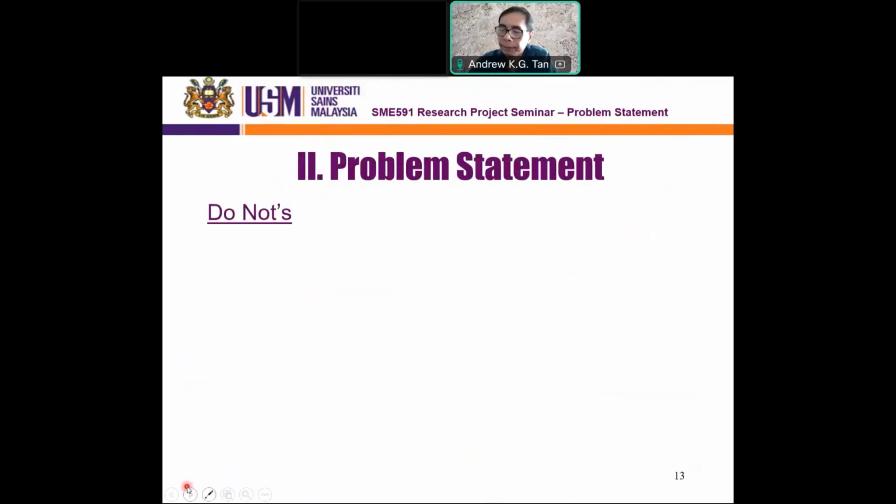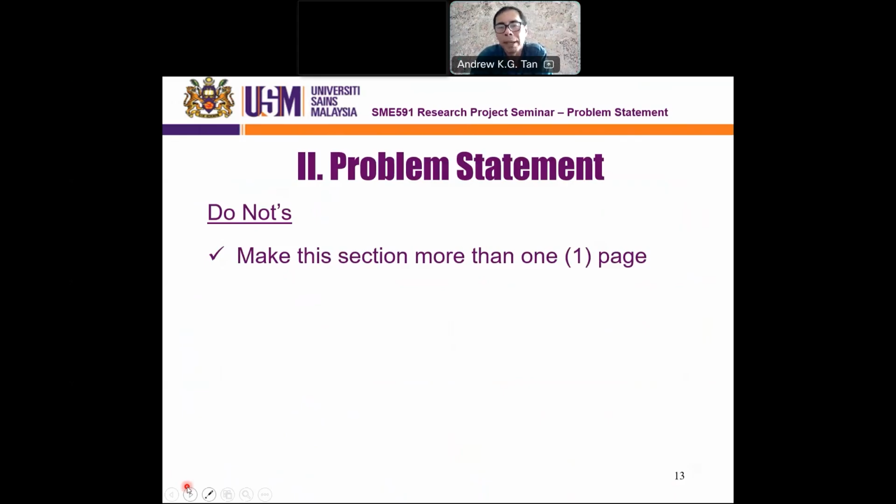Do not. Next would be: do not do what in the problem statement? Do not make this section, the problem statement, more than one page. Why? Because you are not trying to solve the whole world's problems.